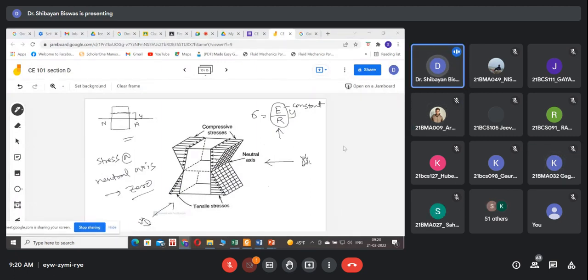So what I was asking is, why were the stresses maximum at the top layer and at the bottom layer?